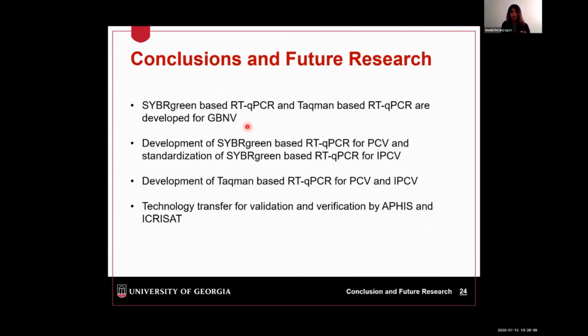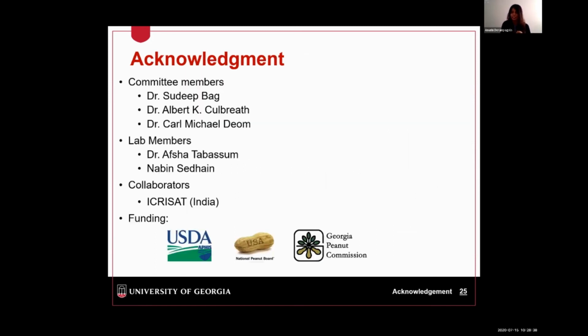As a conclusion, SYBR Green-based RT-qPCR and TaqMan-based RT-qPCR have been developed for GBNV, and these SYBR Green-based and TaqMan-based RT-qPCRs are currently being developed for the viruses PCV and IPCV. And finally, we hope to transfer this technology for validation and verification by APHIS and ICRISAT.